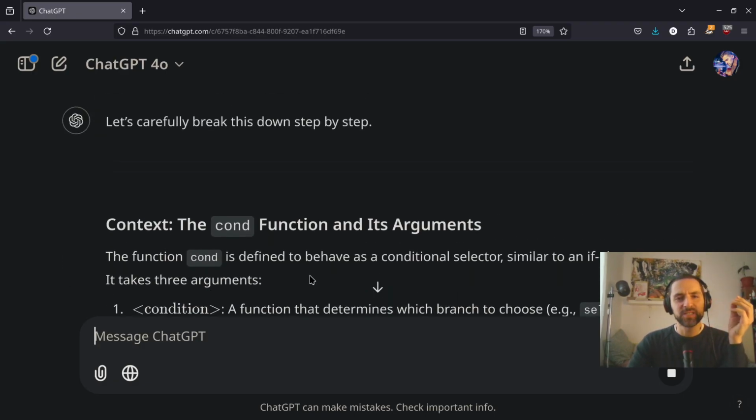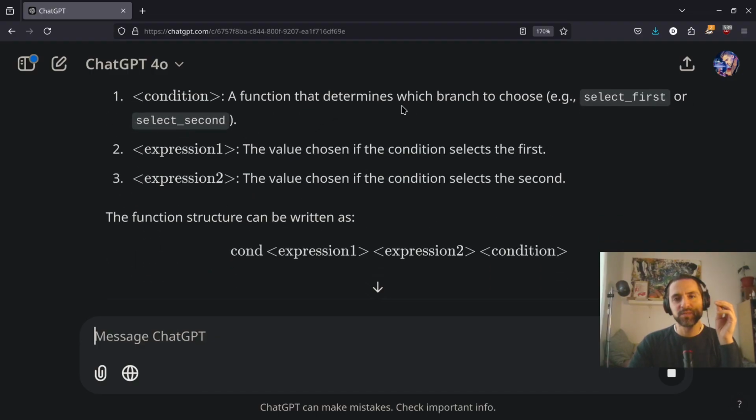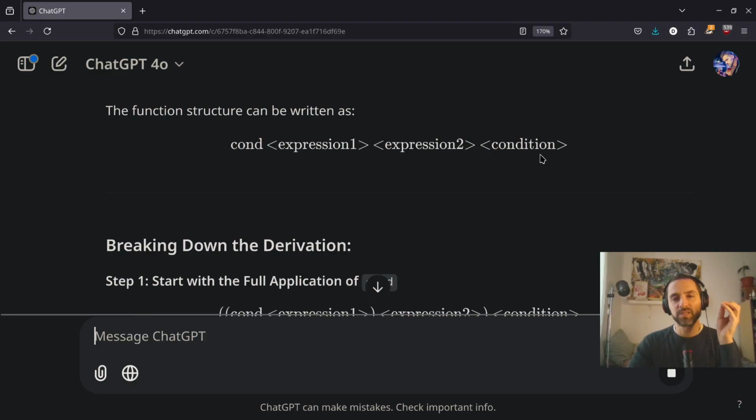The function cond is defined to behave as a conditional selector, similar to an if-else construct. Yeah, I think in Lisp, or Scheme, it is called cond. It takes 3 arguments. So that's not the same as if then else or cond. Condition, a function that determines which branch to choose, select first or select second. Expression 1, expression 2, the value chosen if the condition selects the first, the value chosen if the condition selects the second. Cond, expression 1, expression 2, condition.